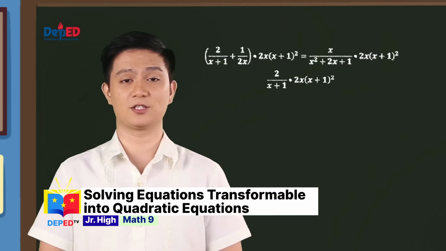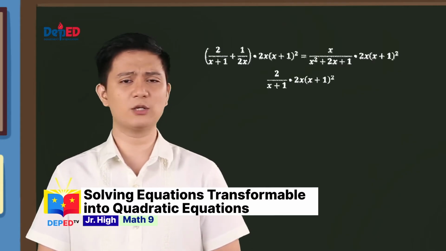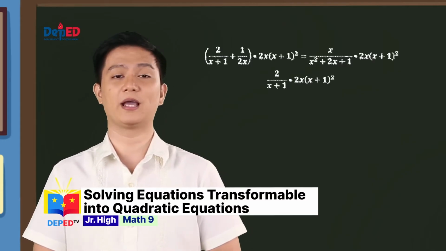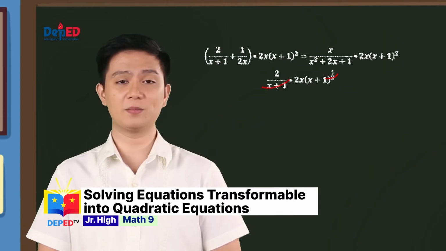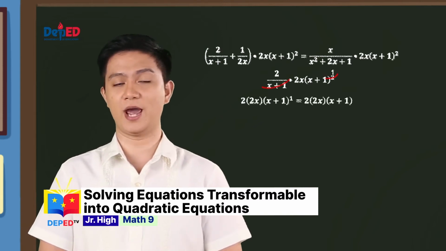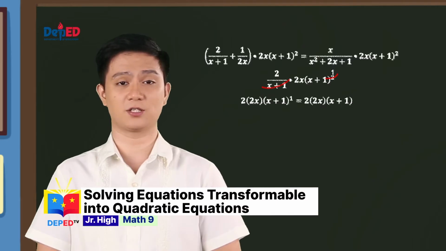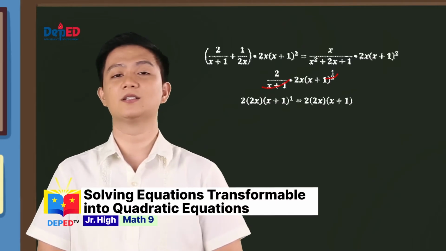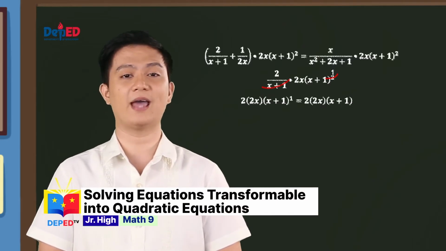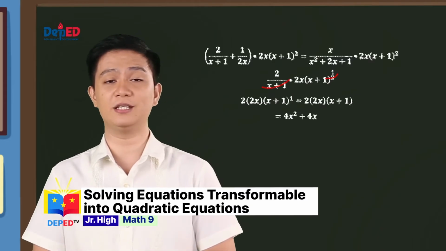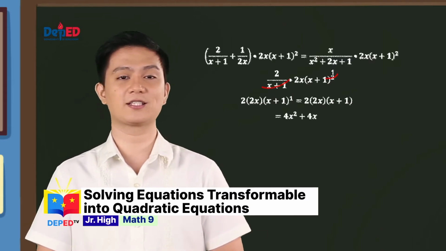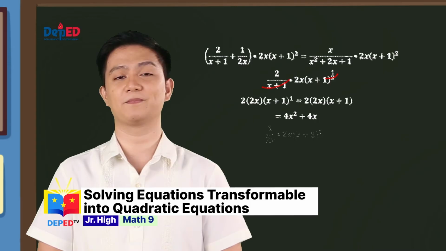2 over x plus 1 times the LCD is equal to what? By cross cancellation, we must get 2 times 2x times the binomial x plus 1 raised to 1, or simply 2 times 2x times the binomial x plus 1. And the product of these quantities is 4x squared plus 4x.